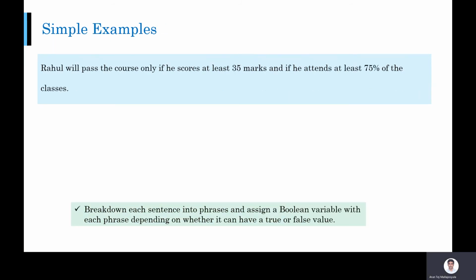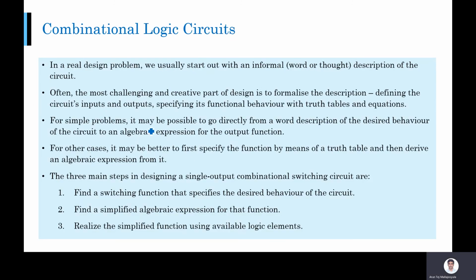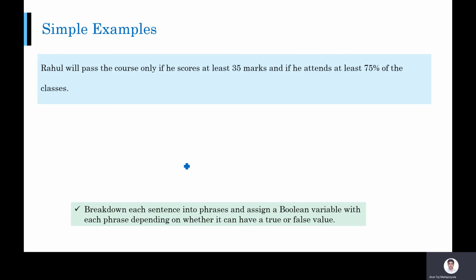So let us take some simple examples. What did we say? For simple problems, we can directly go from a word description to the output function. So let us look at this one. Rahul will pass the course only if he scores at least 35 marks and if he attends at least 75% of the classes. So there is a word description, and you want to implement this using a digital logic circuit.